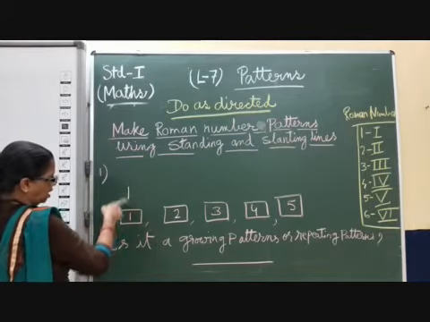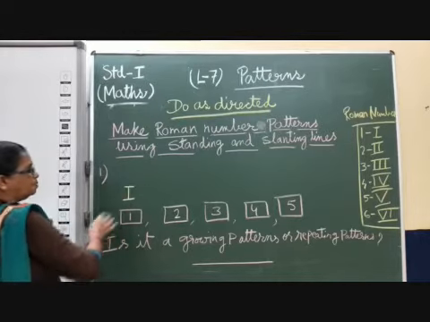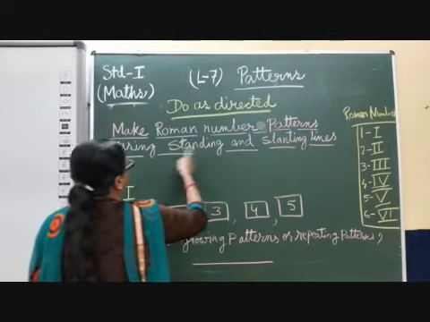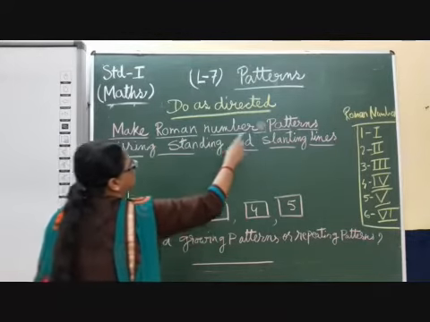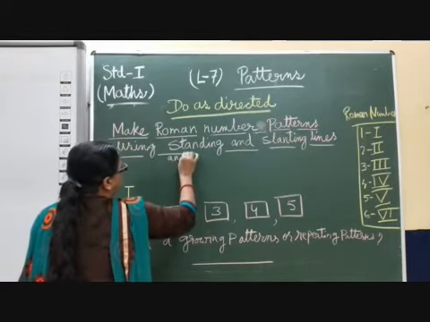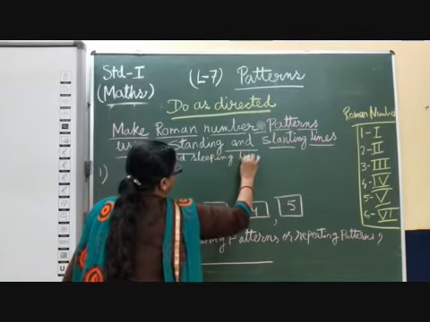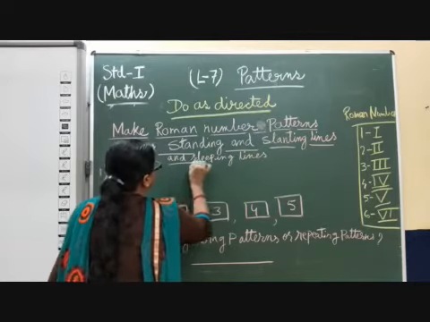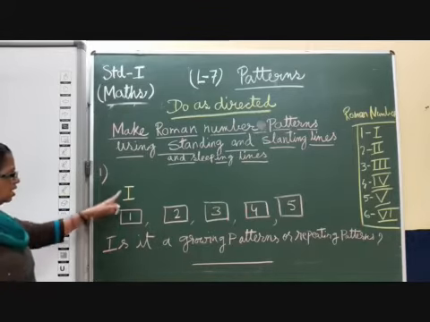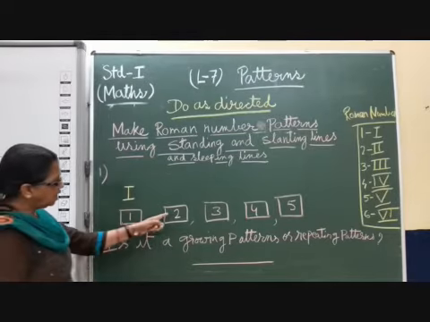See, this is a standing line. We'll add sleeping lines also there, so that it will be interesting. Standing and slanting lines and sleeping lines. Fine. So this will be easier for you. Yes. So first, see here, this is a standing line and this is a sleeping line. One line is written. Then follow two.